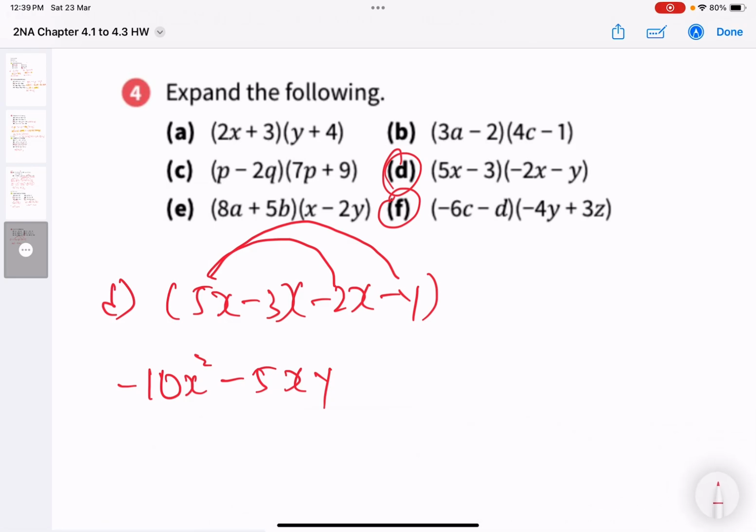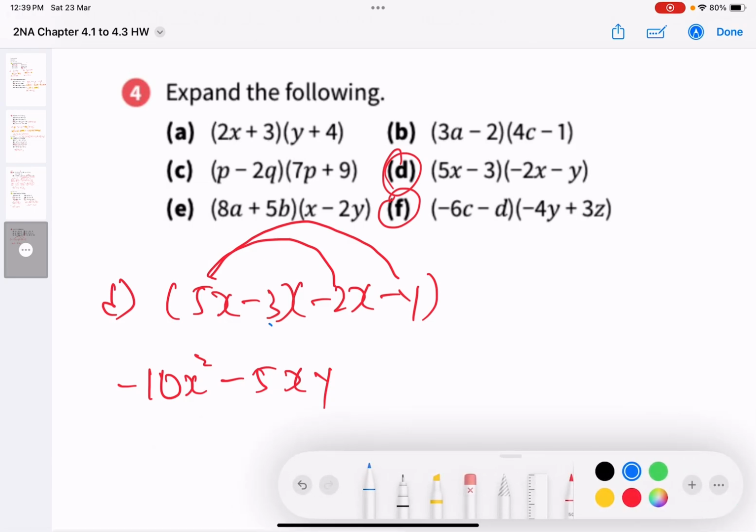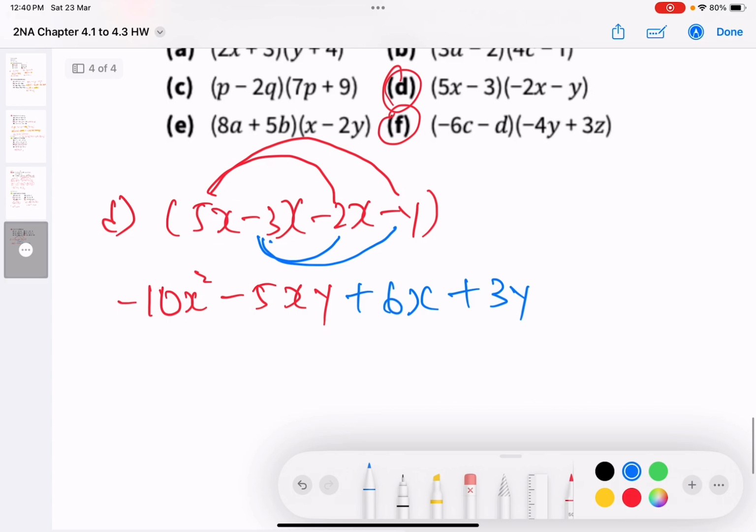Once I'm done with this, I can use the second term over here, multiply inside the second bracket. So negative 3 multiplied by negative 2x gives me positive 6x. Negative 3 multiplied by negative y gives me positive 3y. So I just need to combine all the like terms. Okay, and do I have any like terms here? Unfortunately, no. If I don't have any like terms, I can just leave my answer like this.